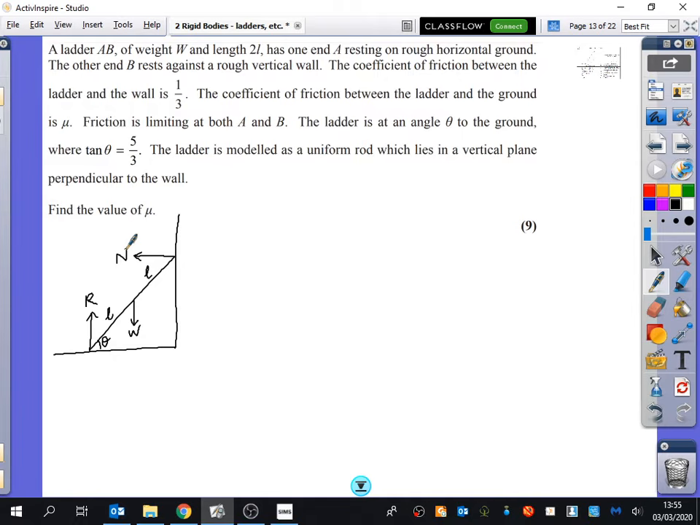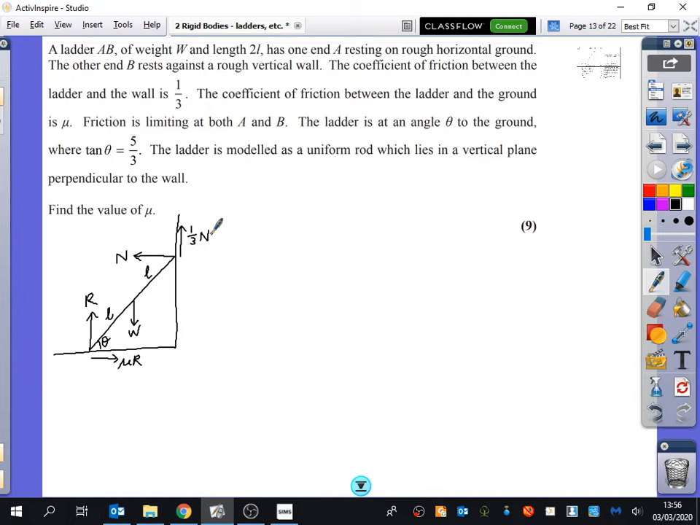Muhi, any other forces? Friction on both the ground and the water. Yeah, which direction is this friction going to be? Towards the right, because we think it's going to be slipping to the left. So there's going to be a mu R here. And what about this one? Careful, it's going to be upwards, because if it's here, it's going to try and slip downwards. And if it's slipping downwards, that means the friction is going to be upwards. And we know that the coefficient of friction is a third. So it is a third N that we have there.